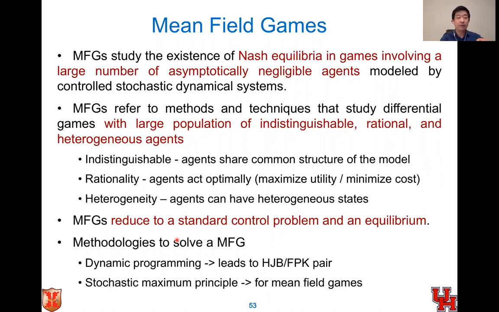So the mean field agents are indistinguishable, very small, and rational. Basically, they want to improve their utility function. They are heterogeneous. At the same time they may have different states. You can consider this as a school of fish, a lot of fish. And then mean field game reduces the standard control problem to an equilibrium, and then you can solve it very easily.